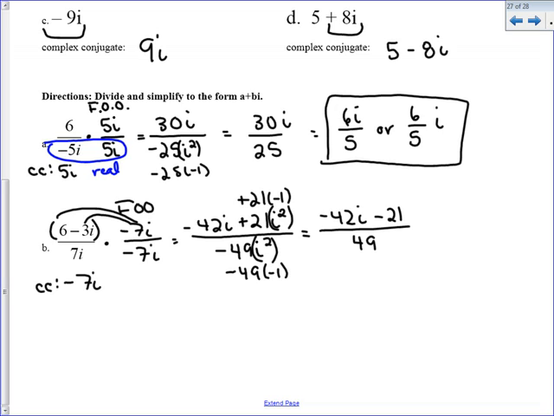So now we've got all of the elements of our answer, but we've got that same direction: simplify to the form a plus bi. What do I do, Alicia?